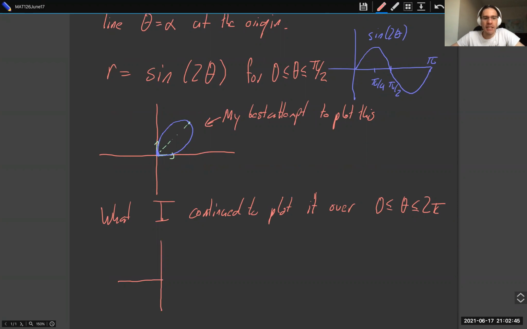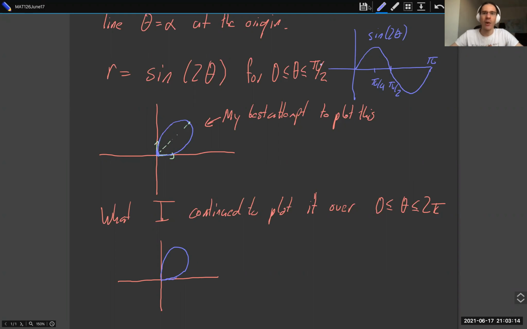So if I imagine the angle theta increasing, then I start here. Watch me draw the curve in real time. This is theta equals 0. This is theta equals pi over 2. Then it comes in, and it closes in here. So it's not perfectly symmetric, but it approximately looks like that.